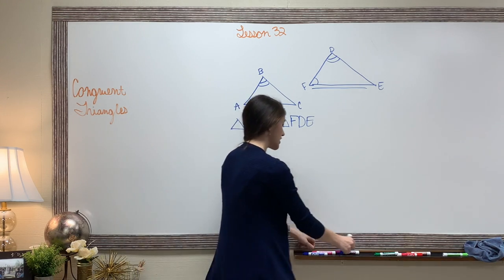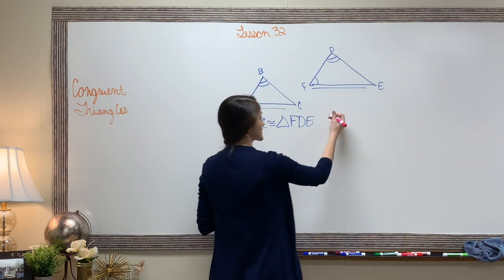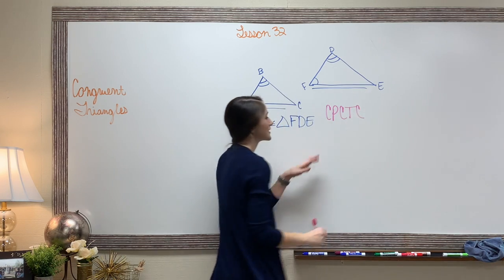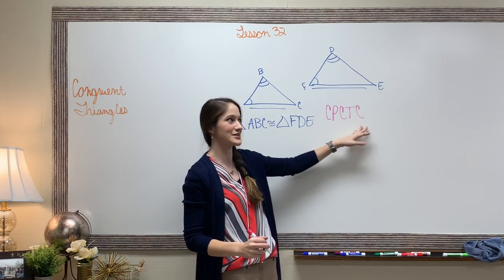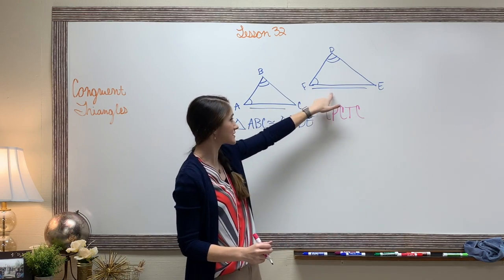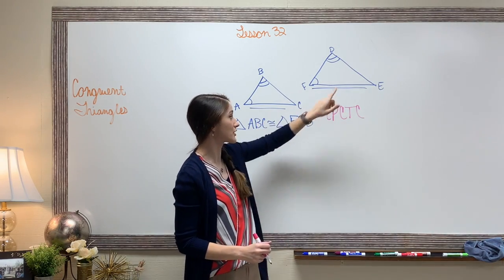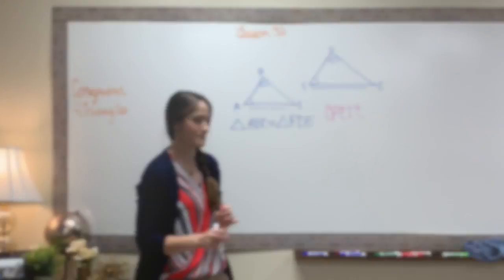There's an old geometry phrase that we used a lot when solving proofs, and that was CPCTC. And it's corresponding parts of congruent triangles are congruent, meaning these are corresponding parts of congruent triangles, so these two are congruent as well. So now that we know that, let's do a practice problem.